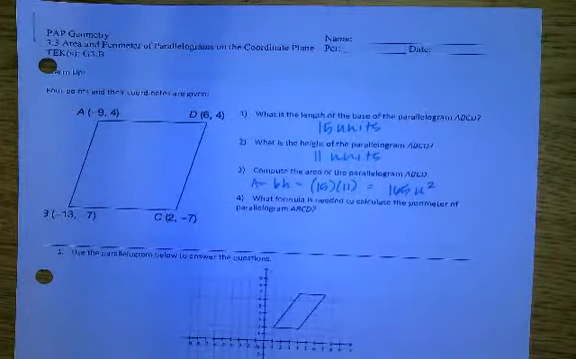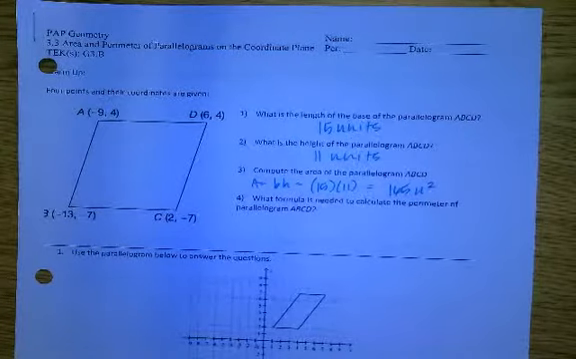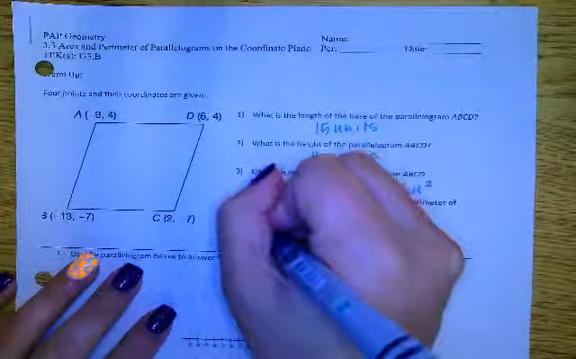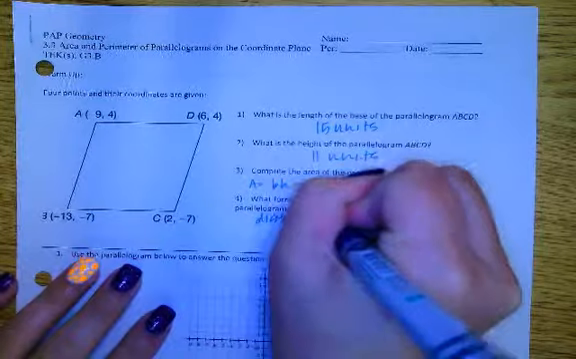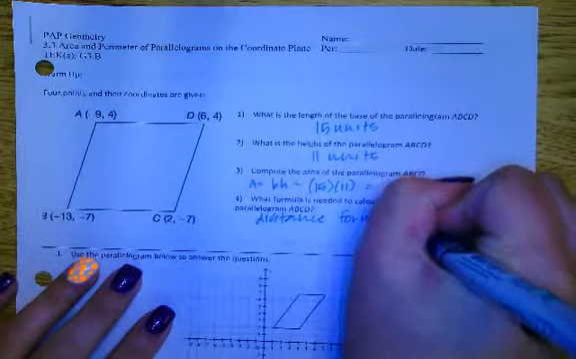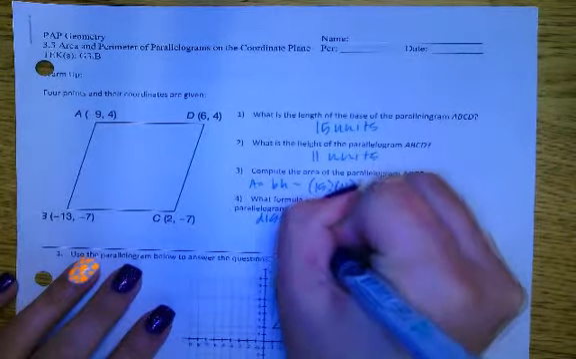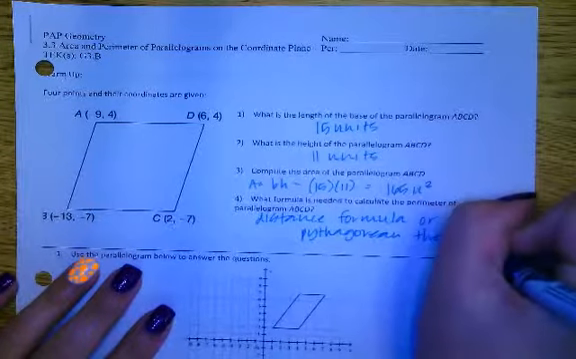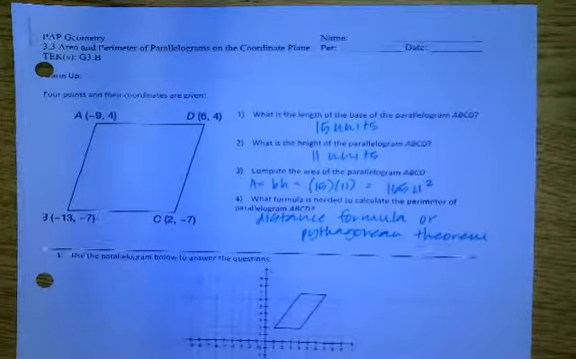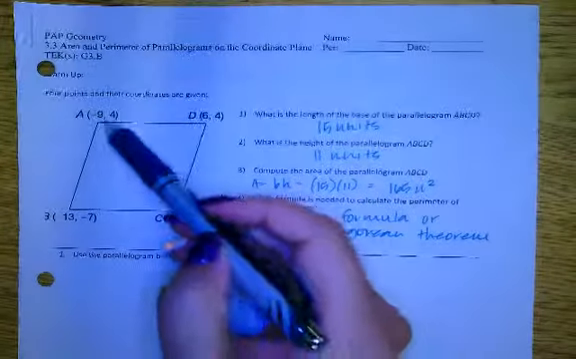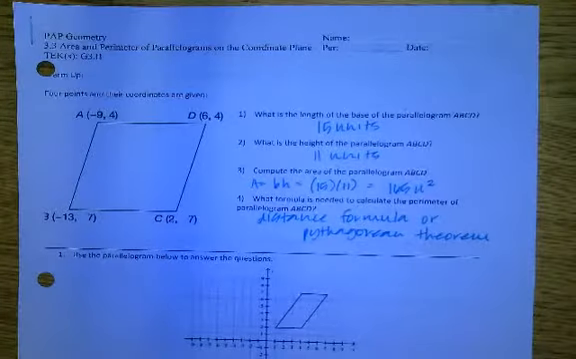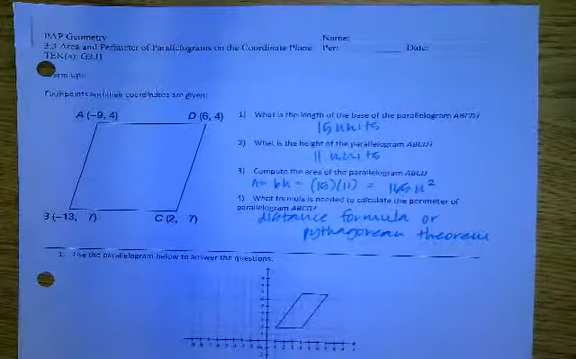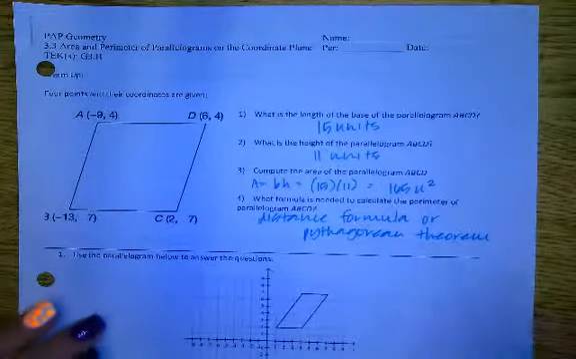And number 4, what formula is needed in order to calculate the perimeter? Distance formula or Pythagorean theorem. Very good. So distance formula or Pythagorean theorem would help us find these slanted sides. Okay, so with that in mind, let's look at number 1. Use the parallelogram below to answer the questions. Find the perimeter and find the area.